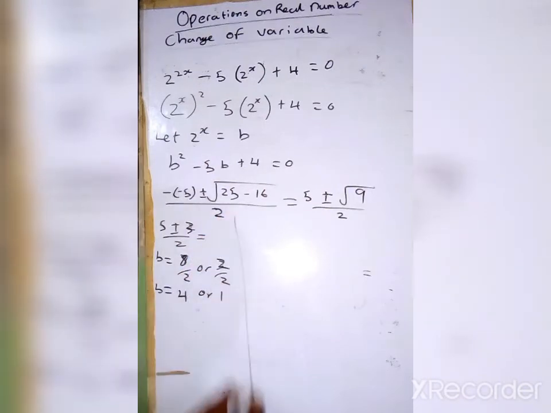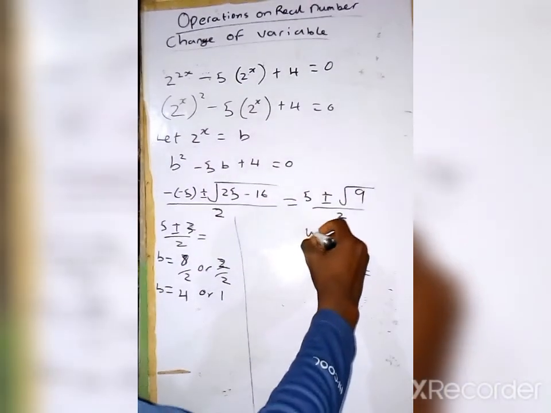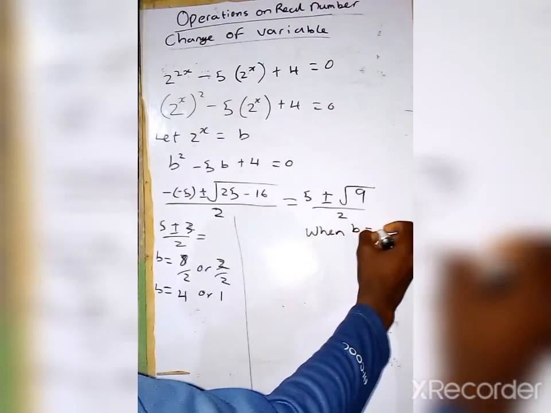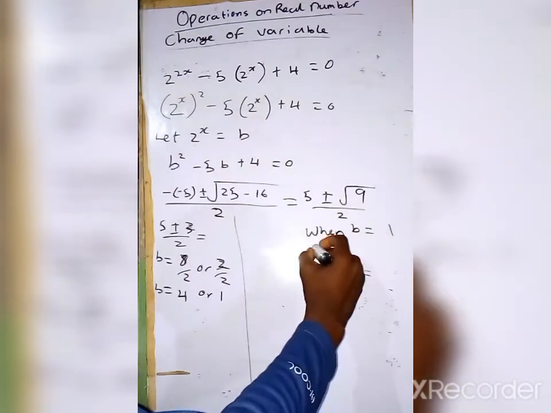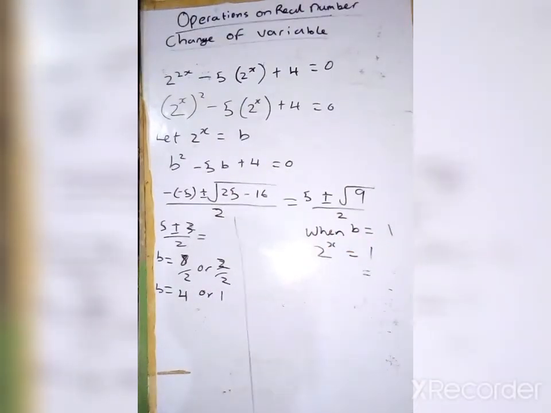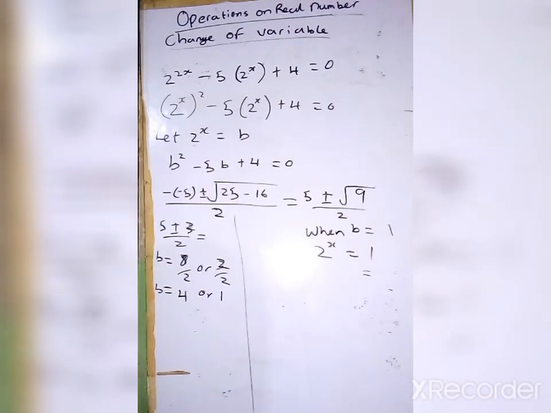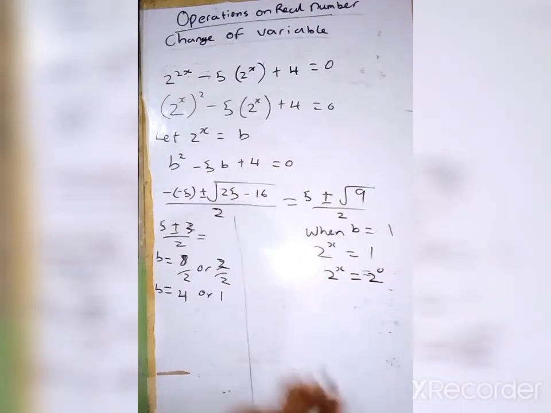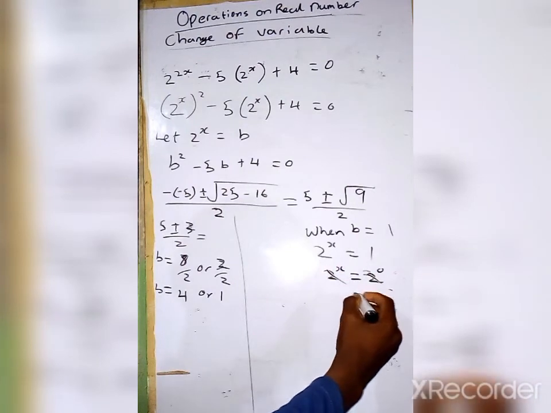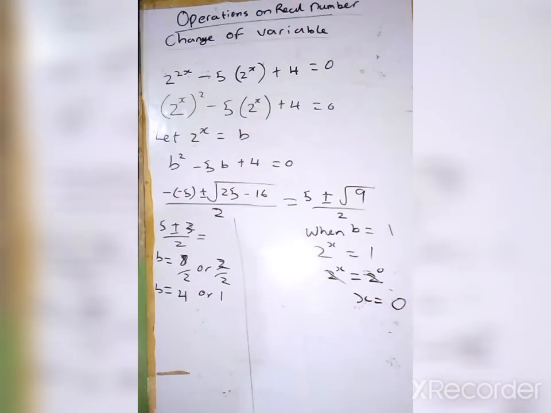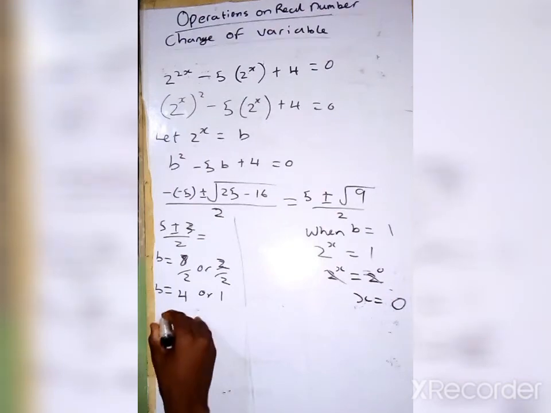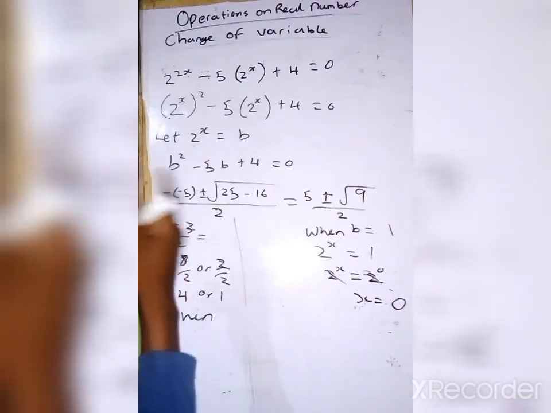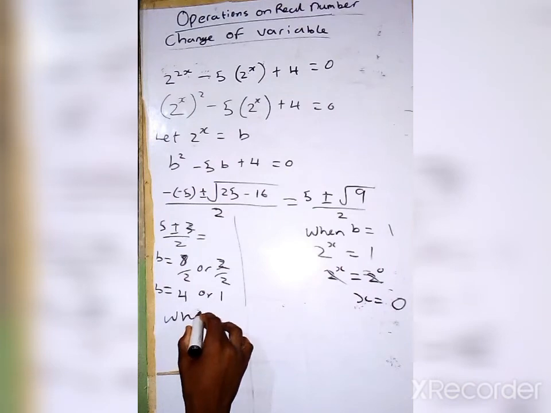So let's see, when b equals 1, what's our b? 2 raised to power x equals 1. According to the law of indices, 2 raised to power 0 is equal to 1, right? So 2 raised to power x equals 2 raised to power 0. So our x can be equal to 0 here, because we are looking for x, that's what we are solving for.